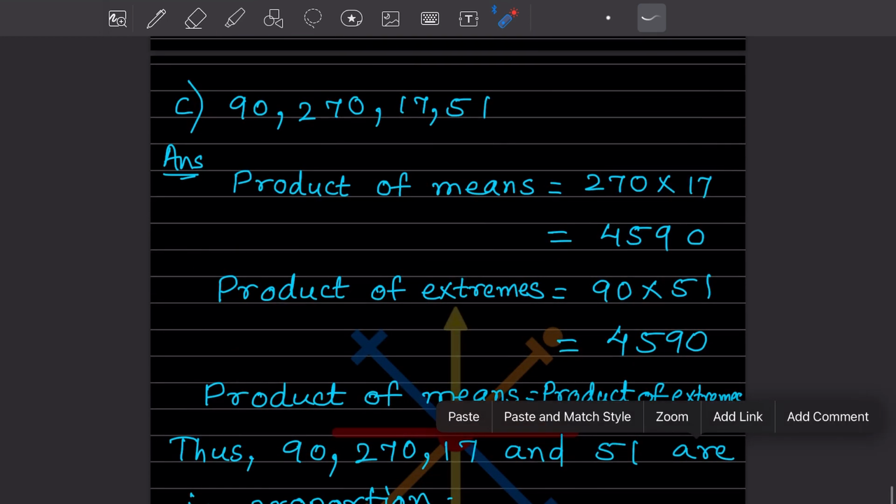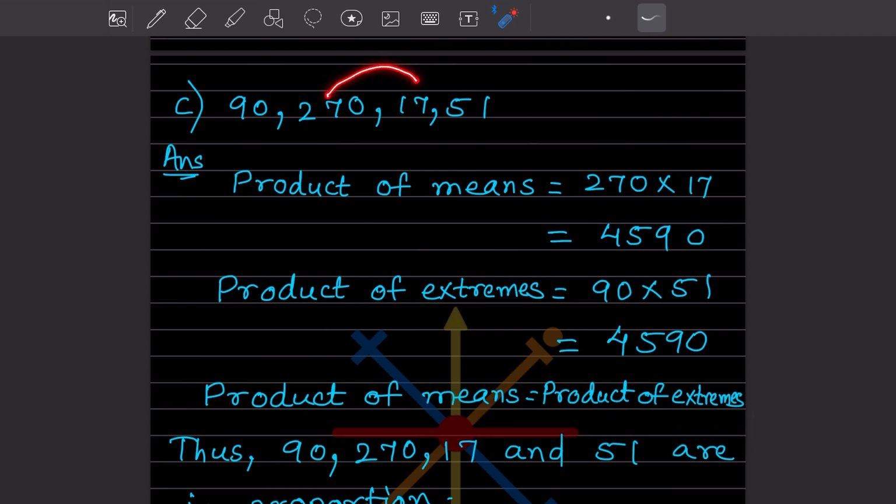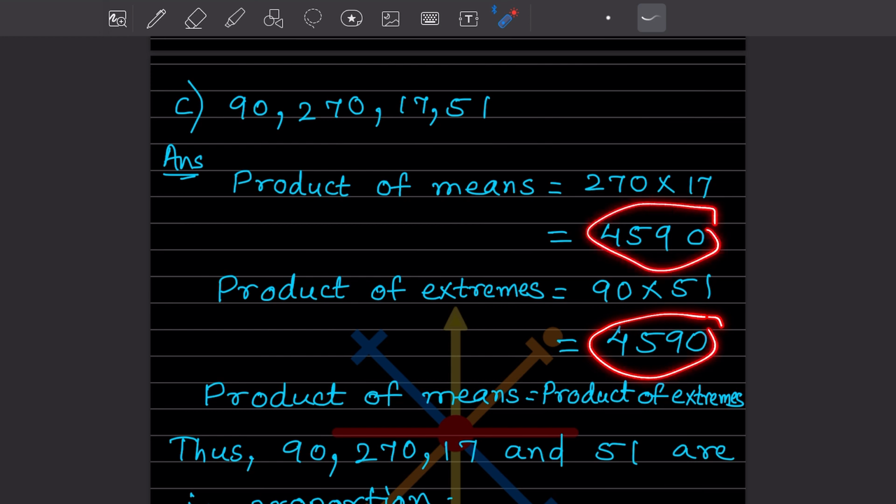Now again here, which ones are you going to see? The means, this into this, when you multiply, 4590. When you multiply this into this, that is called the extremes. 4590, so both are equal. Hope you know this one. This is easy. You have to say, but you have to write this: product of means is equal to product of extremes, and then you have to write this one also. Okay, do not just skip up to this one and say yes or no.